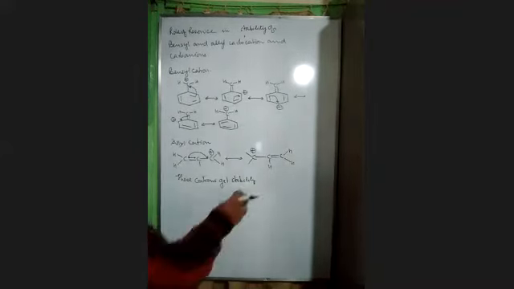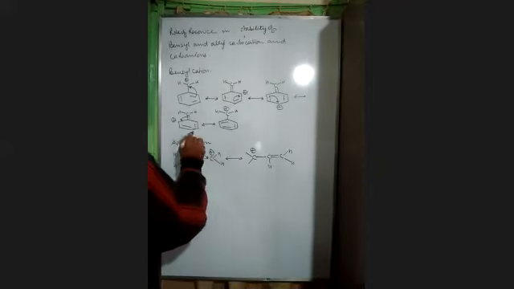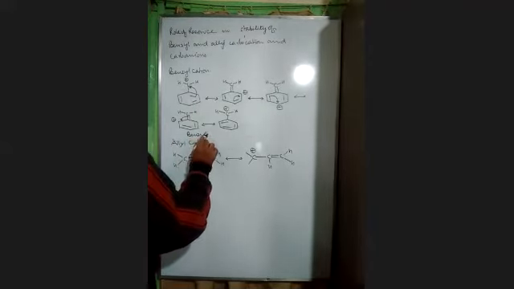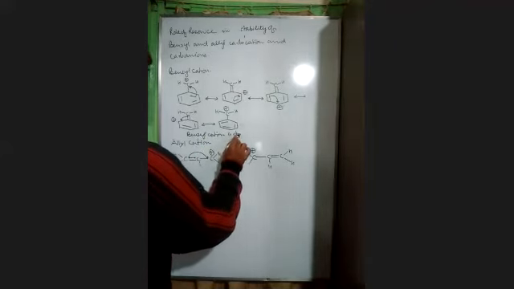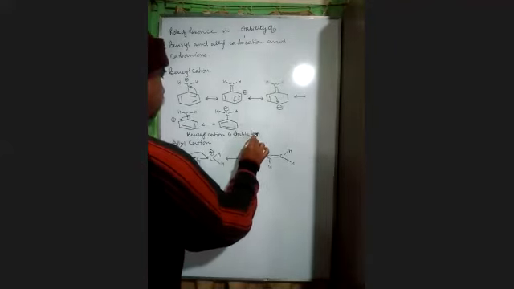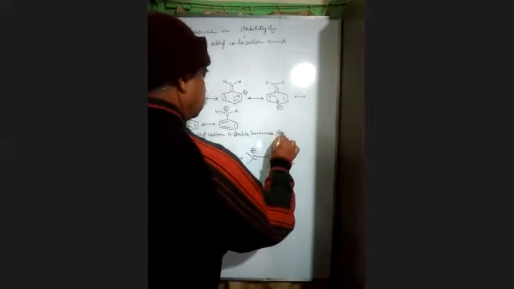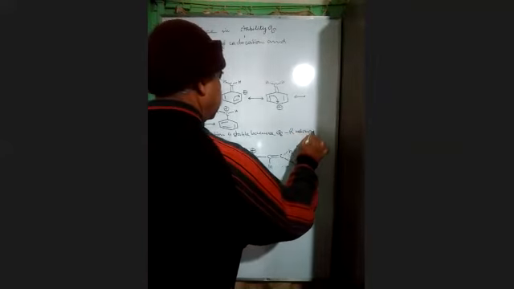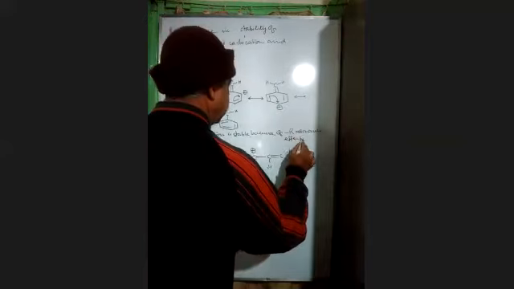Okay, now I write like this. Benzyl cation is stable because of minus R resonance effect.